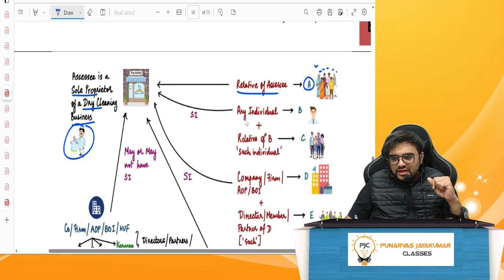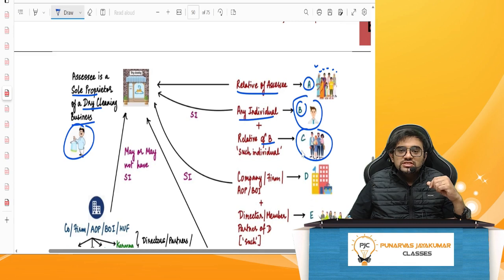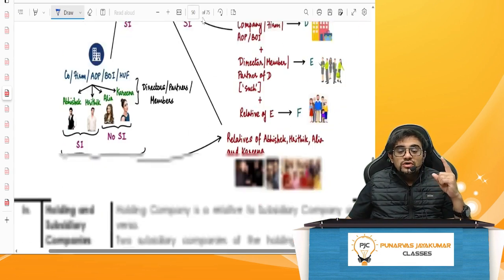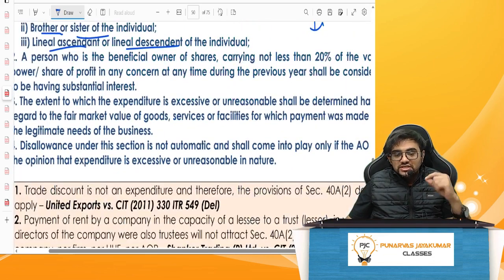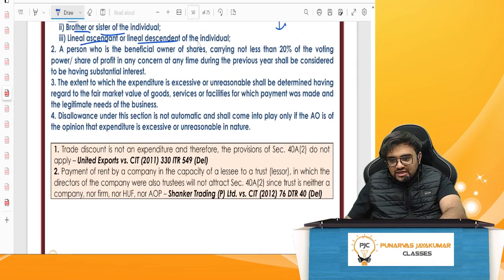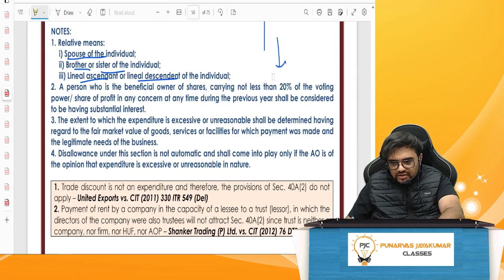Next, any individual can be his best friend also, any individual or relative of that person. So if the individual is Mr. B, a relative of Mr. B is Mr. C. Now, who is this individual? A random best friend cannot be a related party. My best friend will be my related party if he has something called SI, substantial interest. What is substantial interest? It is 20% of the voting power, not less than, greater than or equal to 20%.